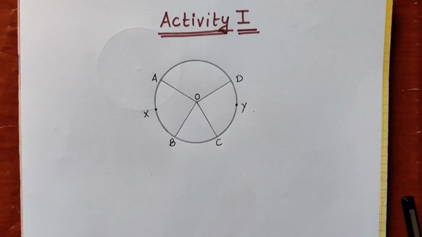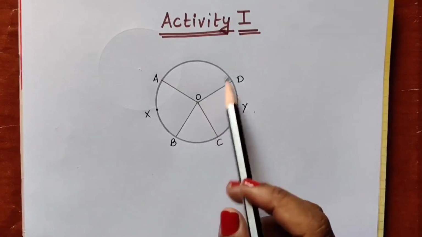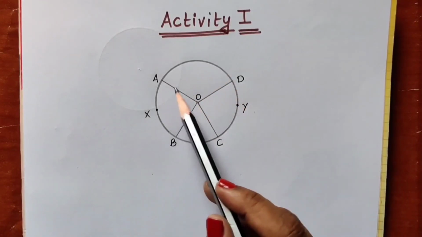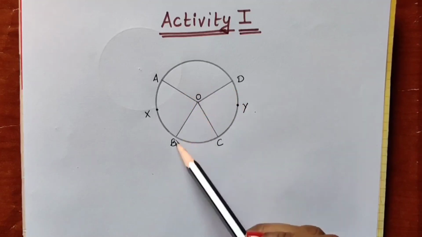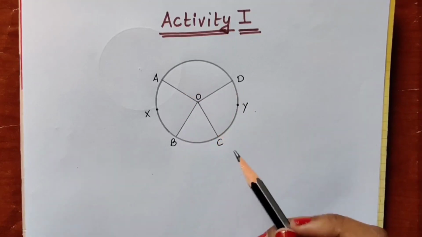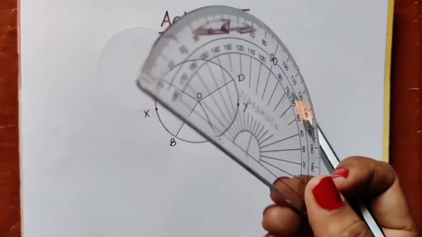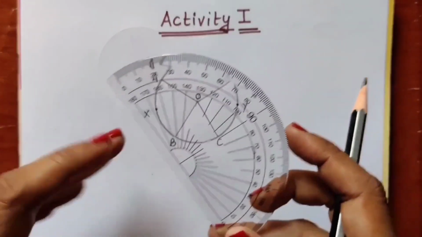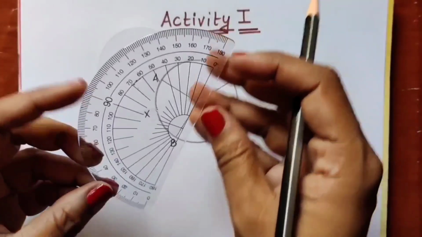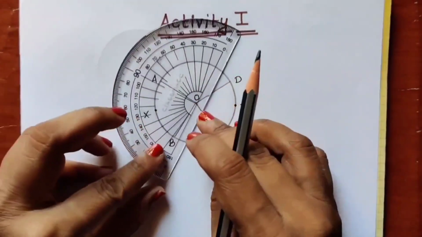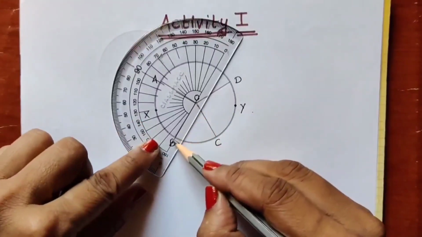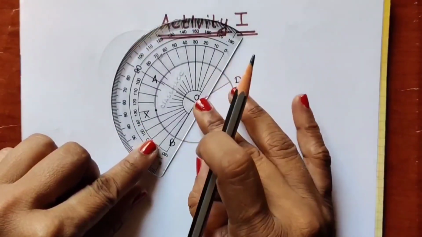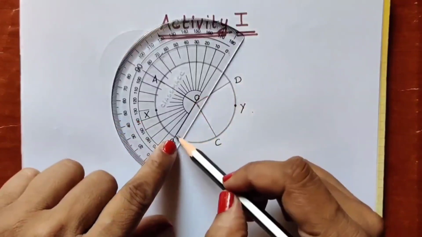So see children, observe this diagram. I have drawn a circle with center O here and then I have drawn these two angles, angle AOB and angle COD, in such a way that AOB and COD are congruent with each other. We will check it by using our protractor. I will put this protractor in such a way that the middle point should come on point O and OB should coincide properly with this line of the protractor.